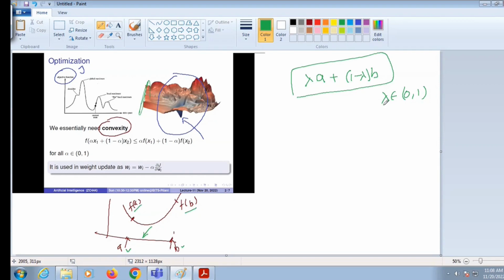So when lambda is equal to 0, what does this value become? It becomes B. Am I right? When lambda is equal to 1, this value becomes A. Am I right?